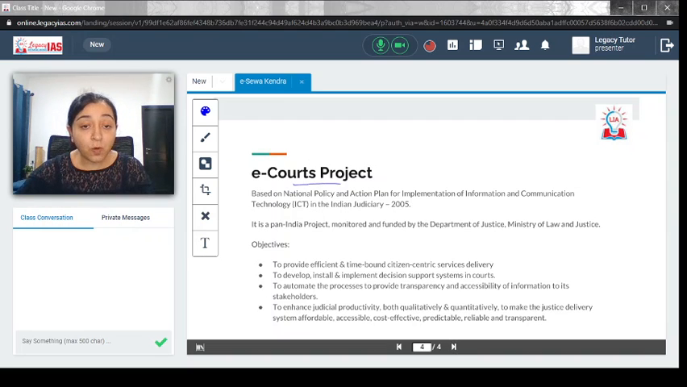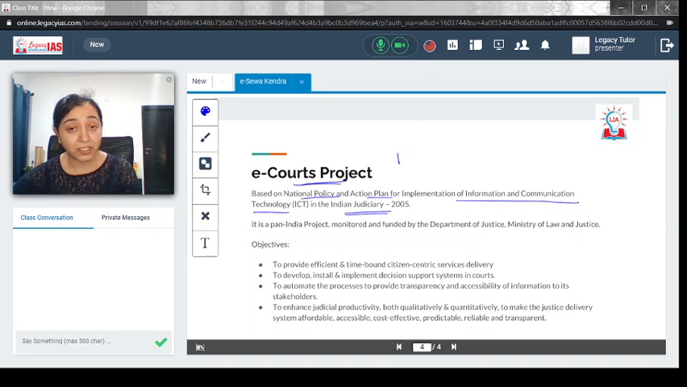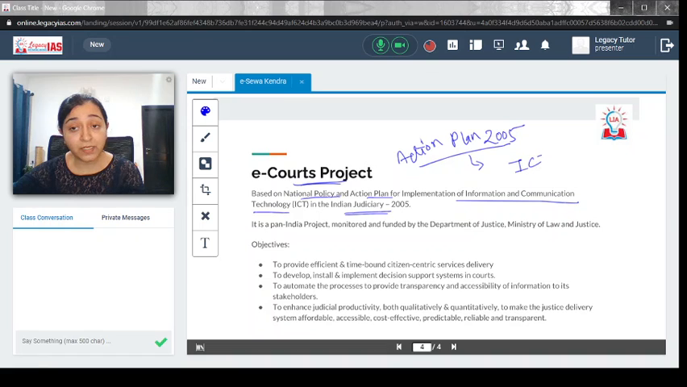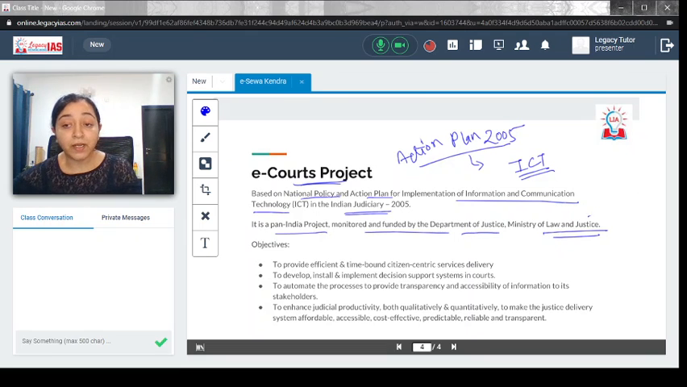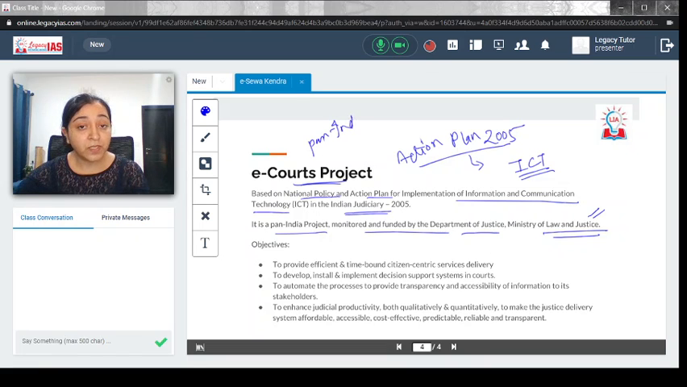Then there is also an e-Courts project. This is based on the National Policy and Action Plan for Implementation of Information and Communication Technology in Indian Judiciary. So there was this action plan in 2005, and over there the idea was that the Indian judiciary should be enabled with ICT, which is your information communication technology, so that it could become more up to date with the latest technology. It is a pan-India project monitored and funded by Department of Justice, Ministry of Law. So it's not like only some states are going to get it, but it is a pan-India project, which means that all courts across India should get enabled with the ICT.